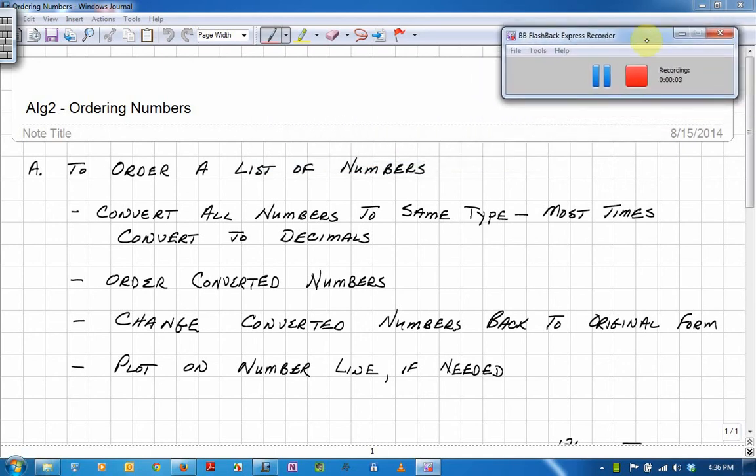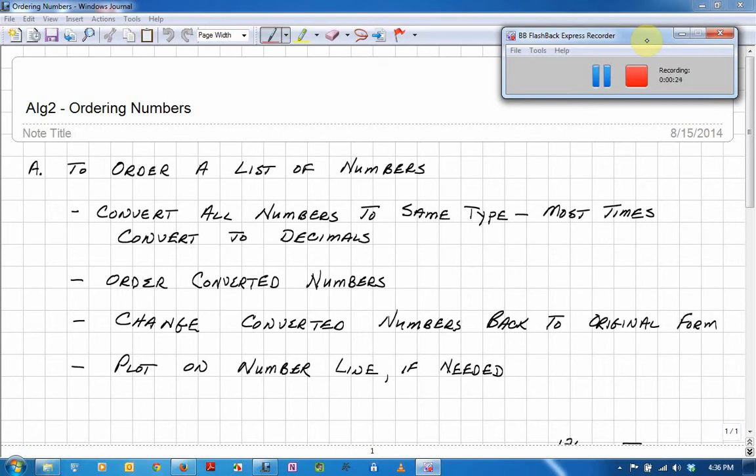In this lesson, we're going to order numbers, and this is not too hard. The first step we're always going to do when we order a list of numbers is convert them all to one type. We're going to convert them all to fractions, or we're going to convert them all to decimals. And usually, because of calculators, it's easier just to convert everything into decimals.